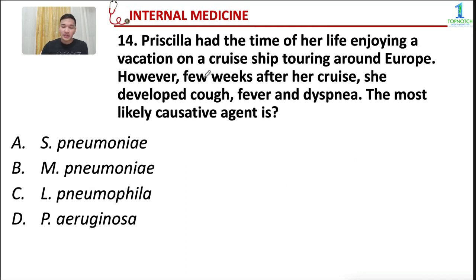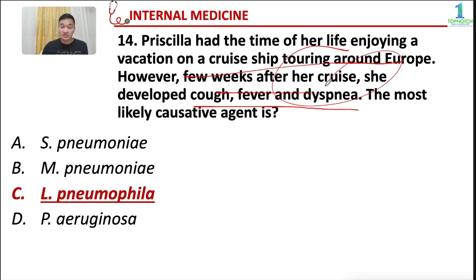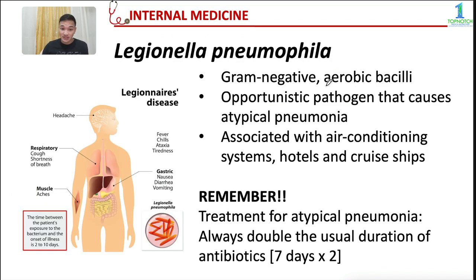Next, Priscilla, enjoying a vacation on a cruise ship. After her cruise, nagkaroon siya ng cough, fever, and dyspnea. The correct answer is Legionella. Very typical na question stem for Legionella yung nanggaling sa cruise ship.